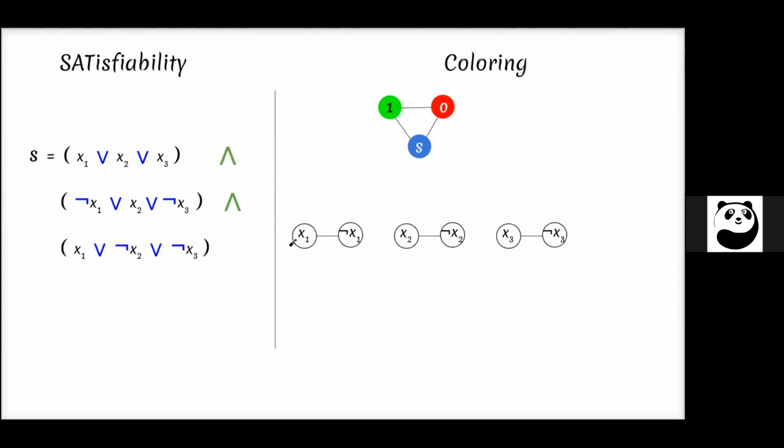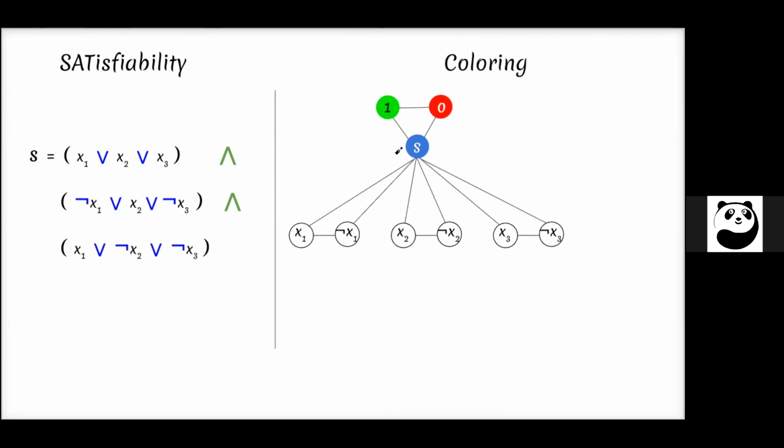So the fact that x1 is connected to its negation means if there is ever a coloring of this graph that we are constructing, we're not done constructing it, but once we are done, if there is a valid coloring, x1 and its negation will have different colors. Which they should.